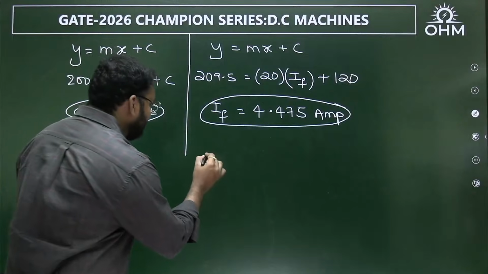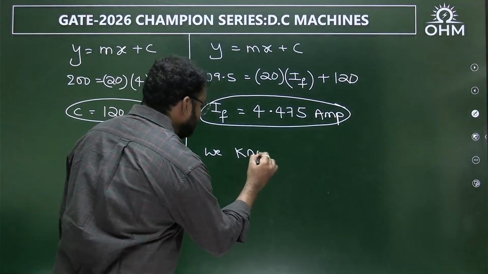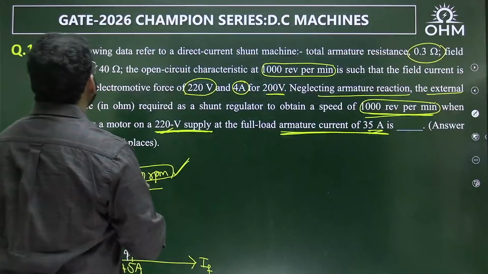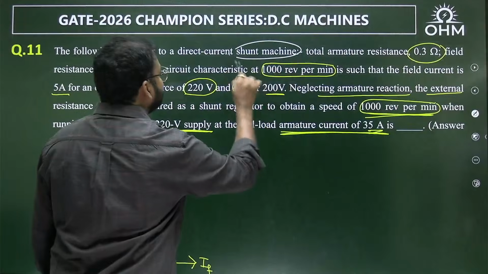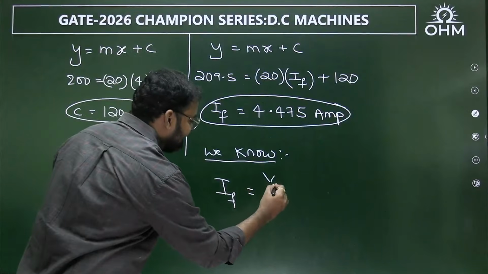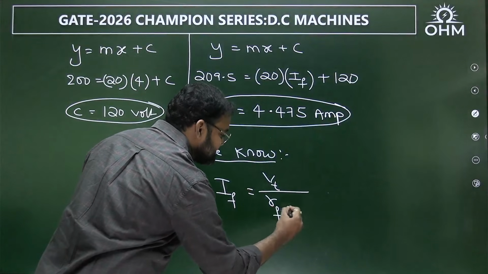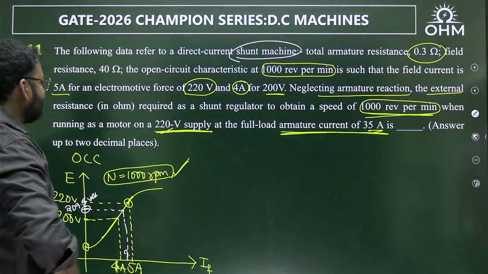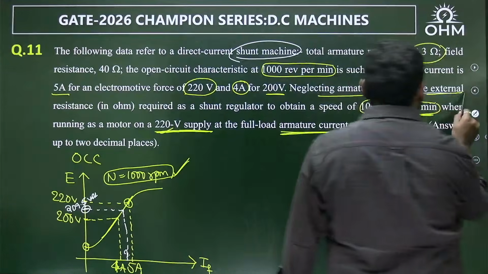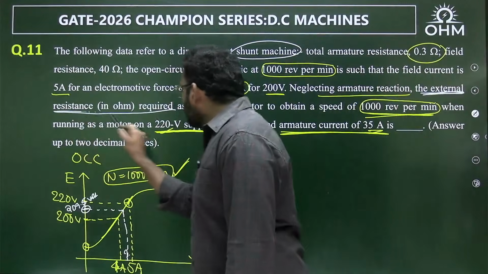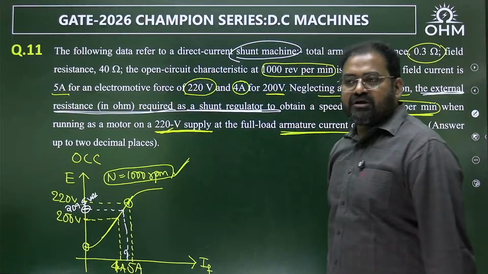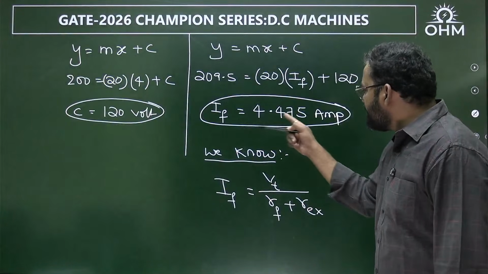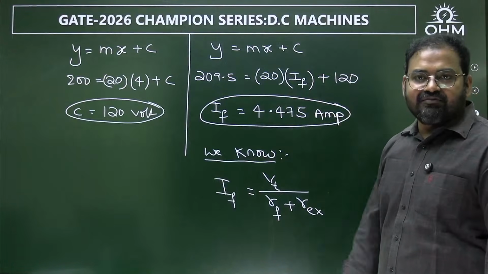Okay. What is the formula for field current? We know field current is equal to, it's a shunt motor, right? It's a shunt machine. What is the formula for field current? Vt by not only RF, guys, we are adding extra resistance. Please understand. What is the answer we have to find? What is the external resistance required in the shunt field regulator? What is the extra resistance you need? If you don't add extra resistance, the current will not become 4.475. A different current will come.